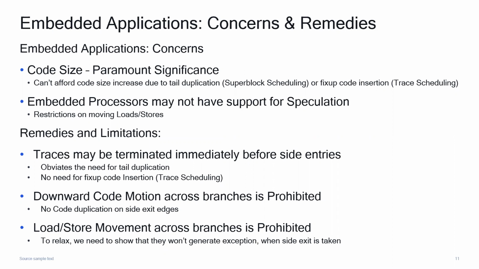Secondly, we will not allow downward code motion across side exits. That means we don't have to duplicate code across side exits. And thirdly, we are not allowing loads or stores to be moved away from their original basic blocks, so that our concerns about exceptions are not there. In order to relax these constraints, we have to show that they won't generate an exception when the side exit is taken.